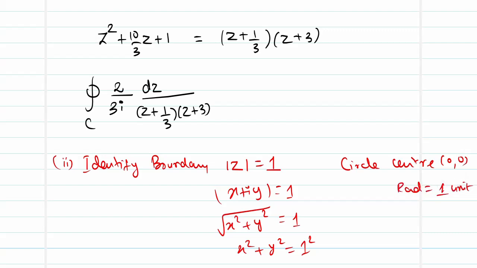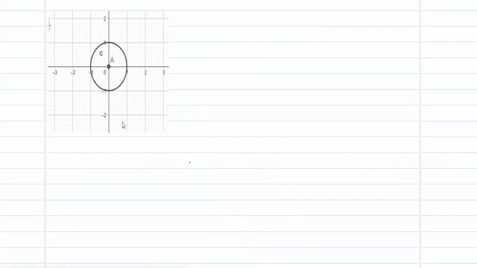The next thing is to plot your boundary. Here we have the unit circle with center equal to 0, 0 and radius equal to 1 unit over here. So this is going to be our radius, 1 unit. Now the position of the poles over here: the poles are going to be z is equal to minus 1 by 3, z is equal to minus 3. These are going to be my two poles.